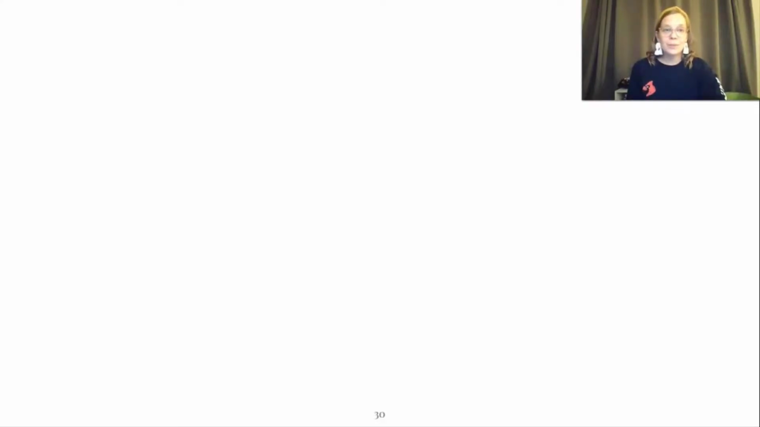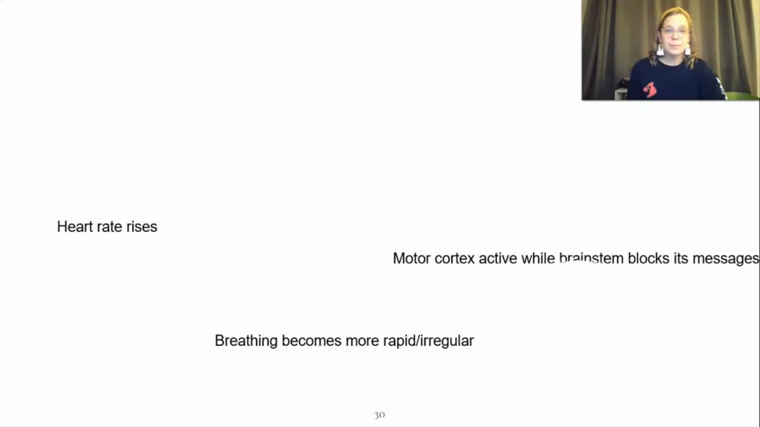All right, let's do another one. Okay, during this stage, your heart rate rises. Your breathing becomes more rapid and irregular. This is when your motor cortex remains active while the brainstem blocks its messages.